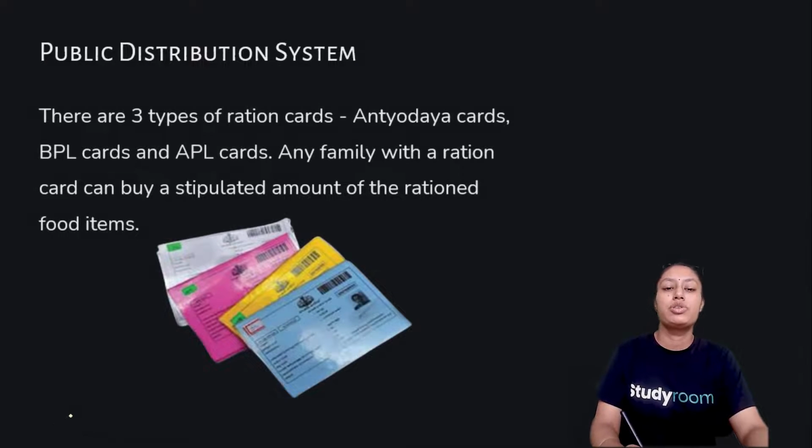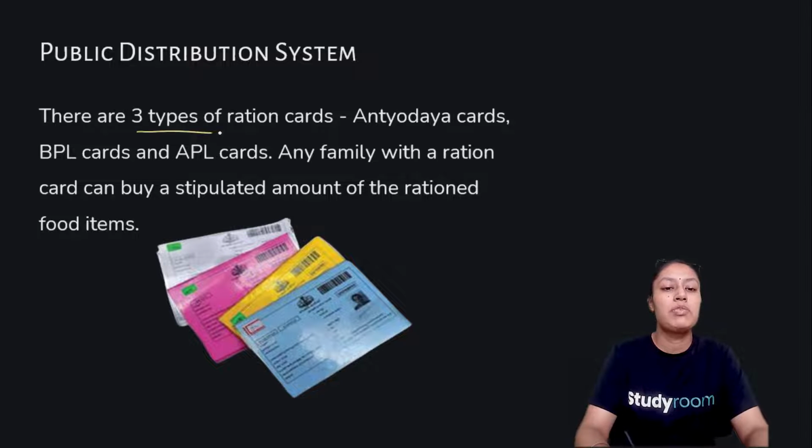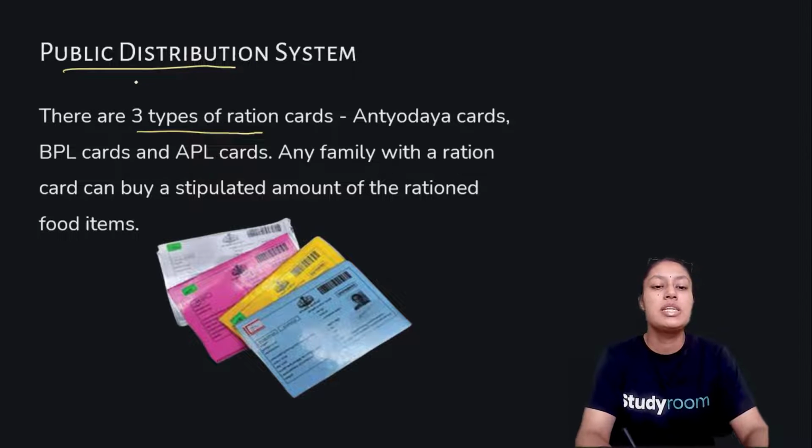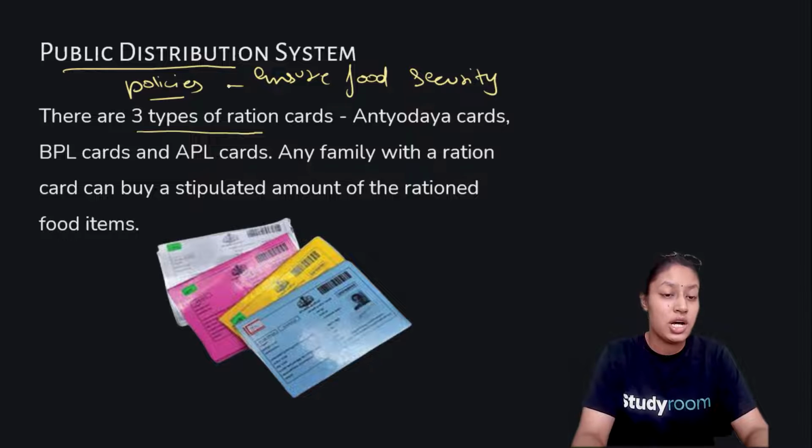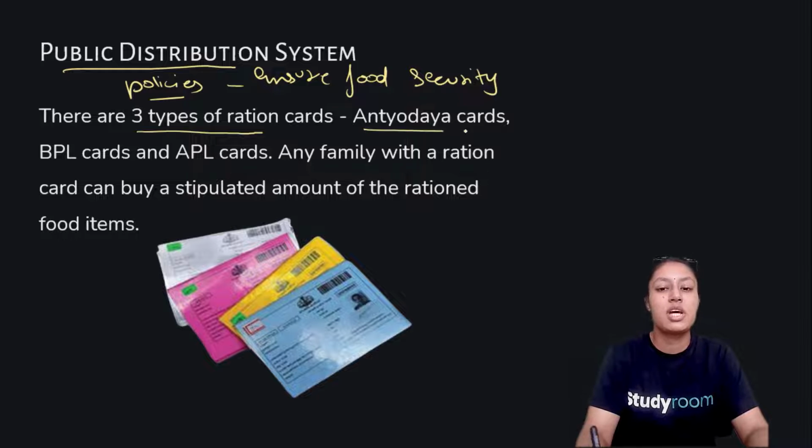Second is the public distribution system. Public distribution system means food at subsidized rates. Basically, policies have been made under the public distribution system to ensure food security. Now there are three types of ration cards which come under the public distribution system: Antyodaya card, BPL card, and APL card. Let's understand the difference between these three cards.